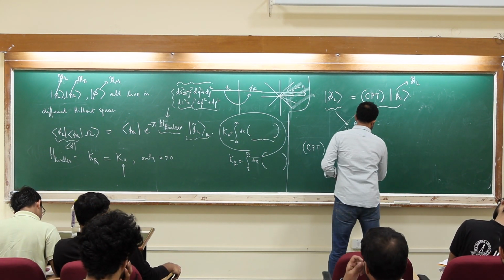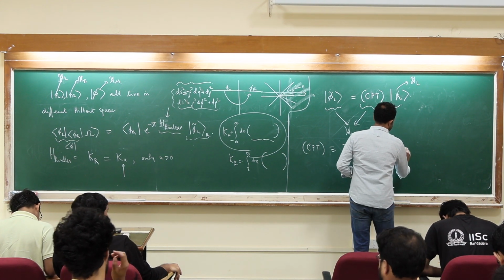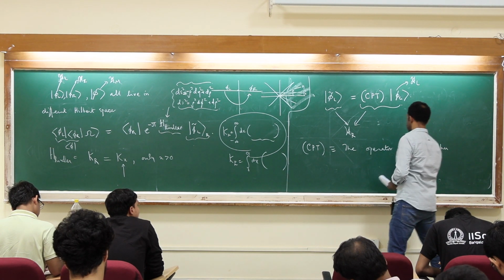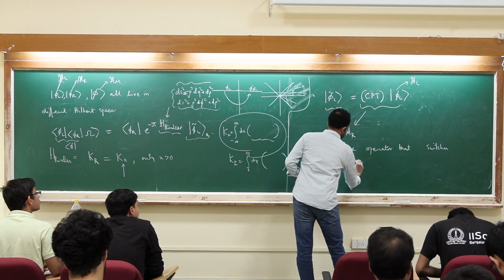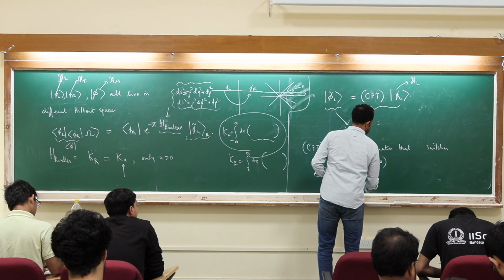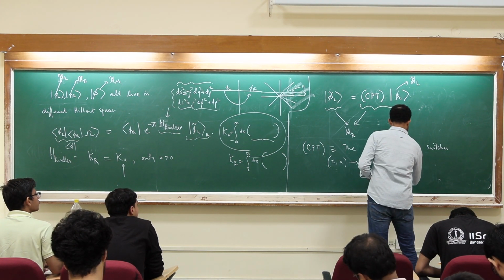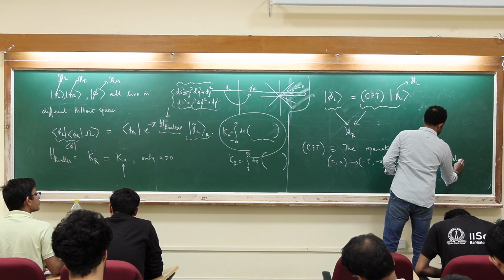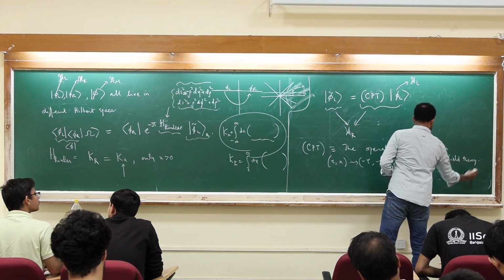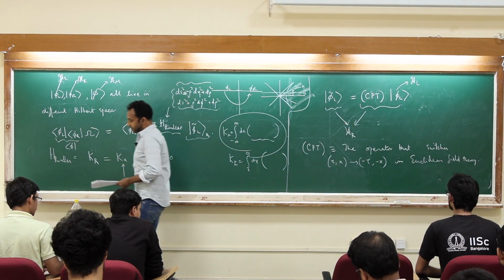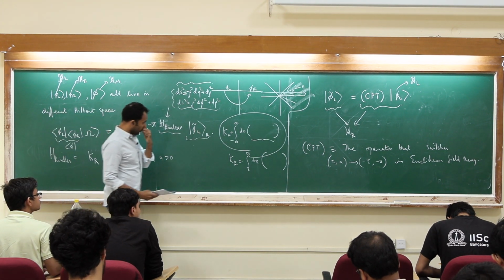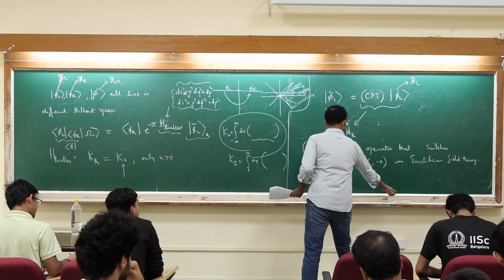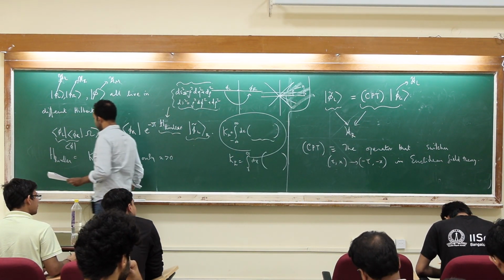In 2 dimensions, the operator that switches tau, x to minus tau, minus x in Euclidean field theory. The key reason why this operator is interesting is because this is always a rotation. Okay, so let me draw a completely trivial picture so that it is very clear.